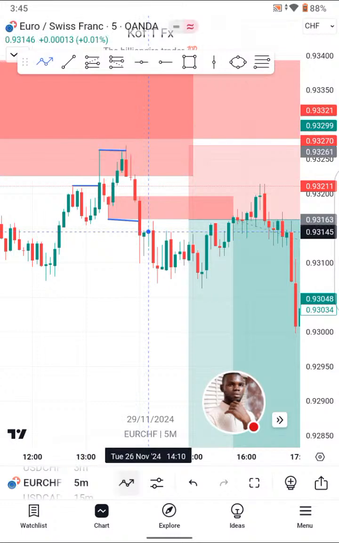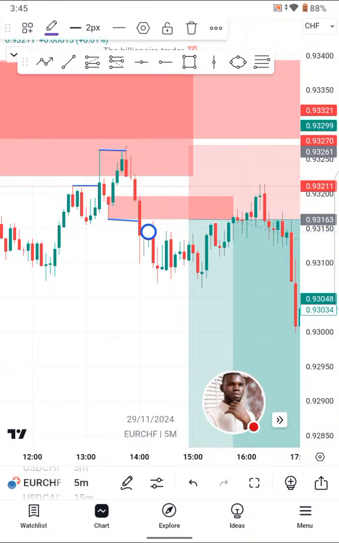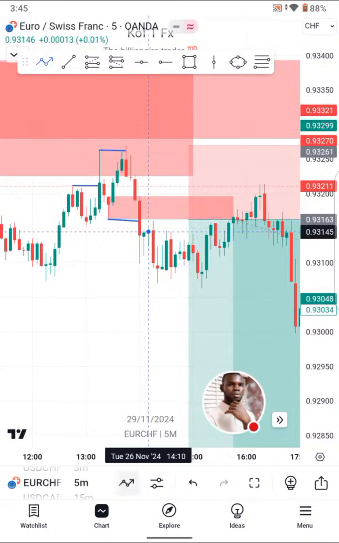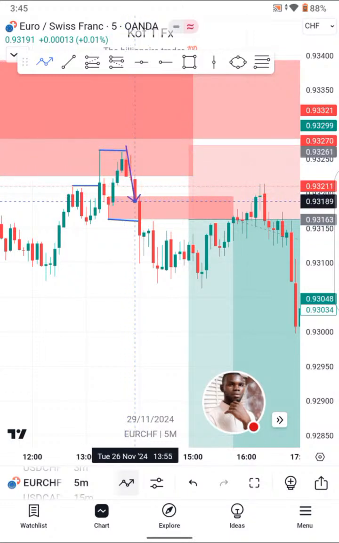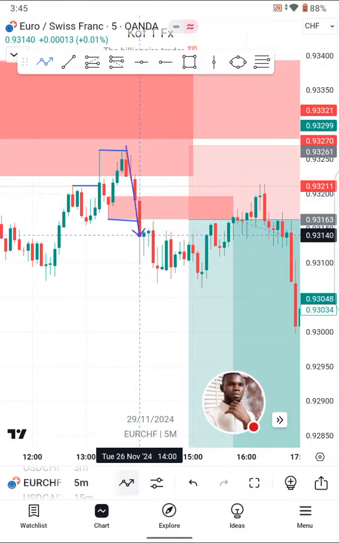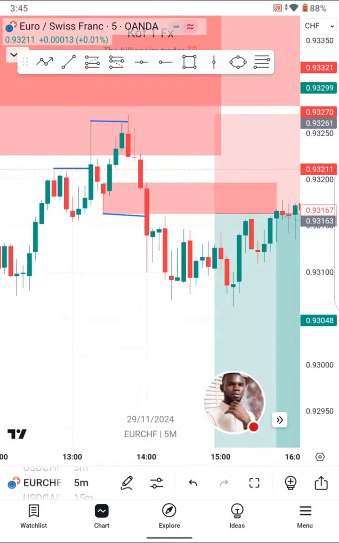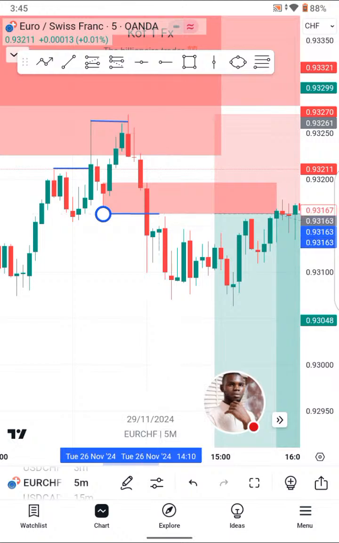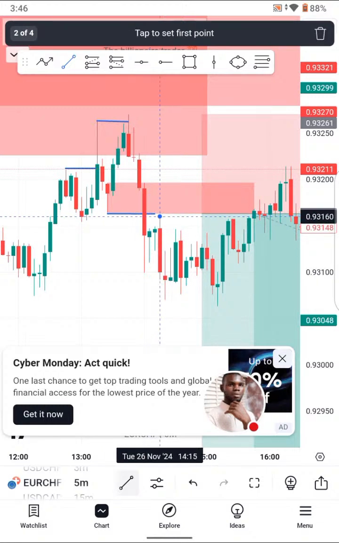So the expectation is that when price was coming from here and got here, it should break another structure. However, price invalidated that area, giving us a breaker block. With that breaker block, I expect that price should come back into it. That's why I put my entry here inside the breaker block, and before that breaker block we have this inducement here.